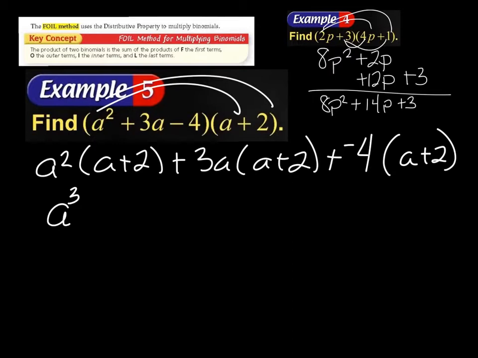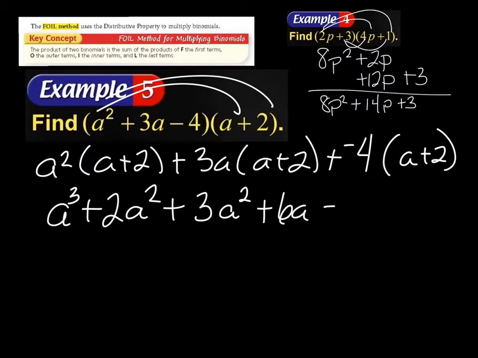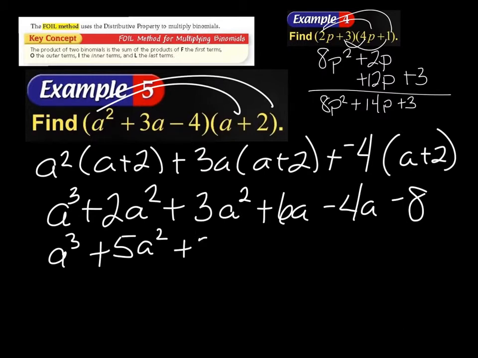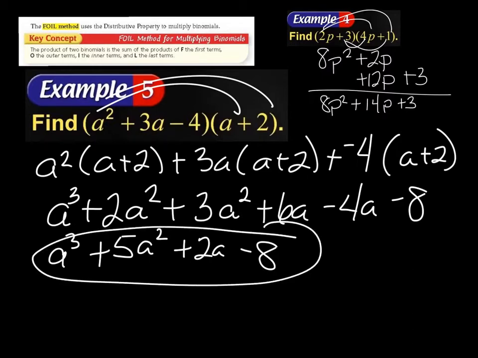So a squared times a, I now have three factors of a, plus 2a squared plus 3a squared plus 6a minus 4a minus 8. So happens to be our like terms ended up next to each other. That's handy. So 2a squared plus 3 more a squared is 5a squared. And 6a minus 4a is 2a, minus 8. And our like terms are combined, so we're done.